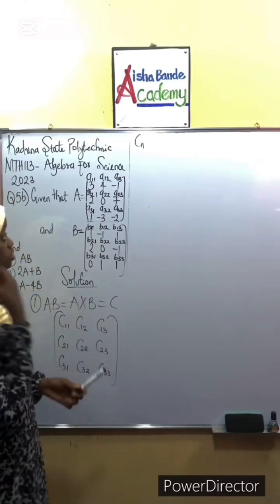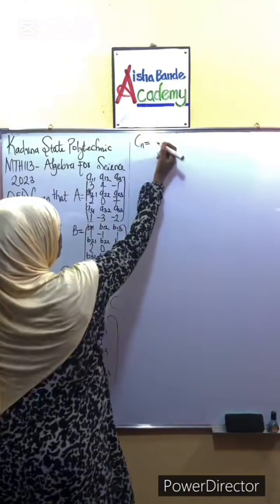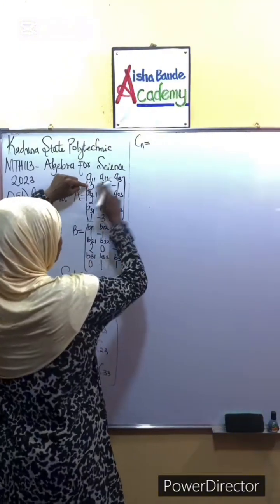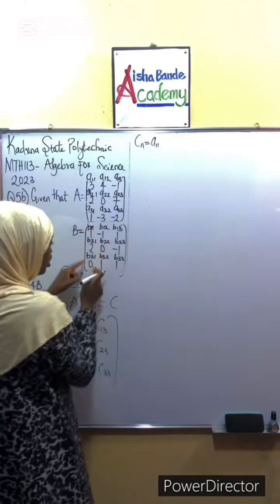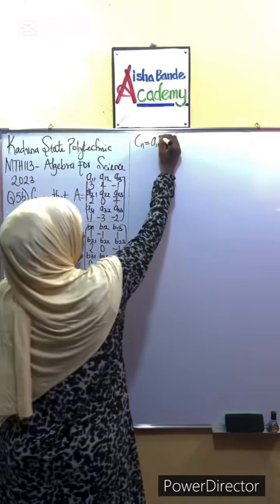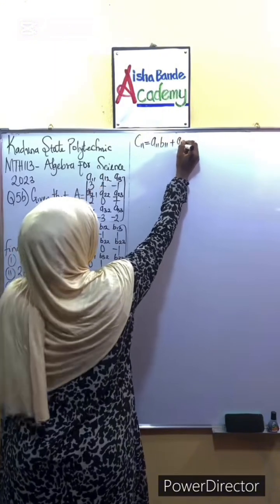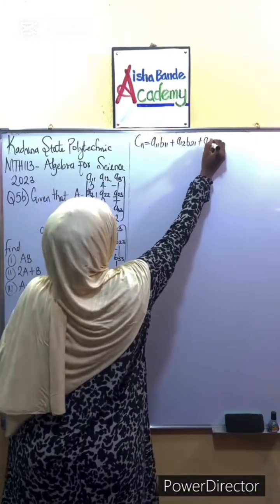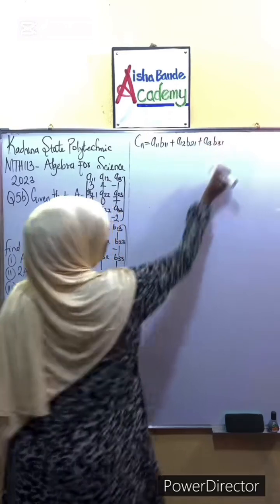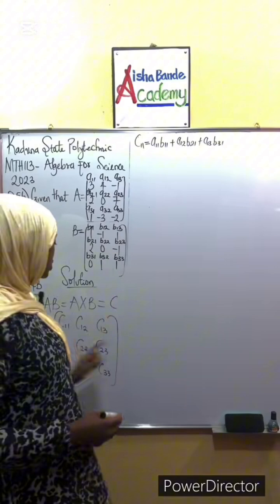Okay, so let's simplify this. For us to get C11, let's start with the first row. This is going to be A11, and now we are considering the first column in B, so multiplied by B11, plus A12 multiplied by B21, plus A13 multiplied by B31. So this is the formula we are going to use to get the value for C11.